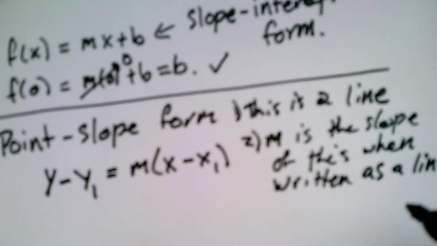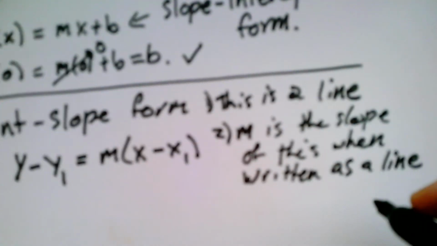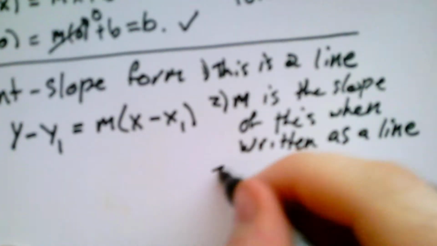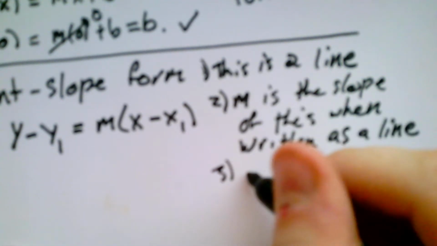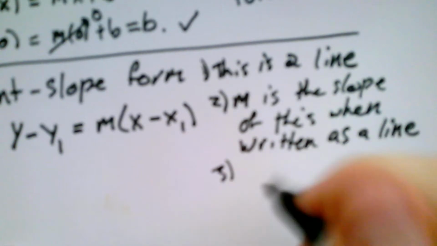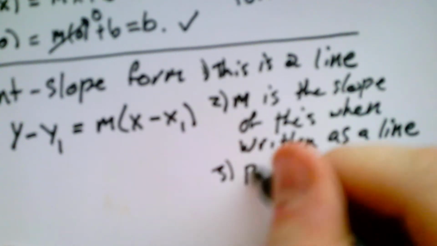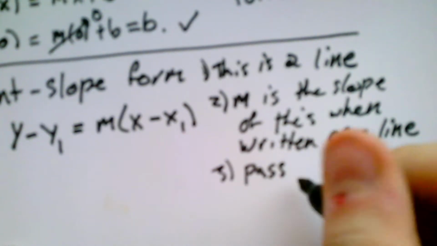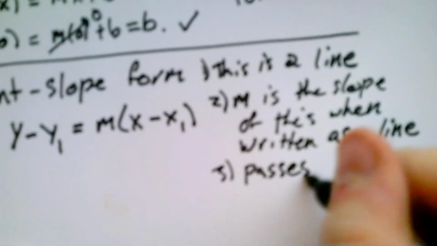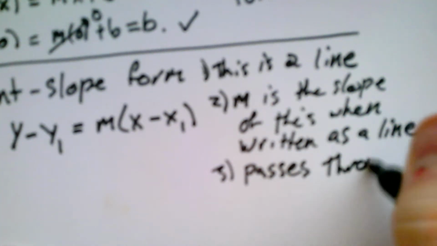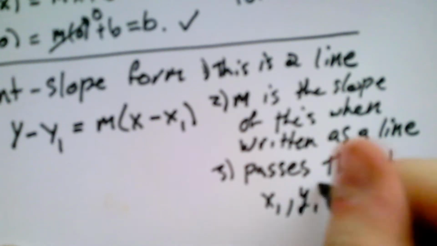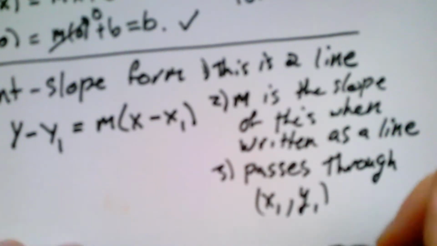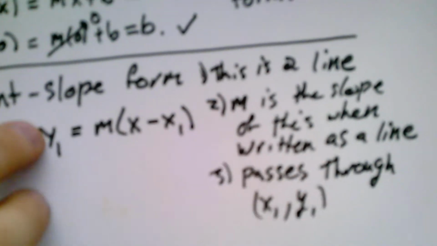Or when written in slope-intercept form. And 3, that this line passes through the point x1 comma y1. Okay, and we're going to prove all of these things now.